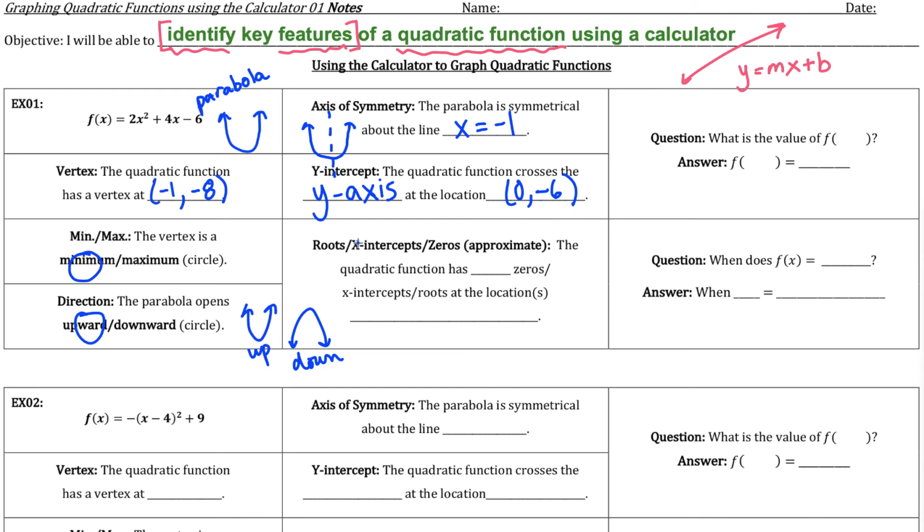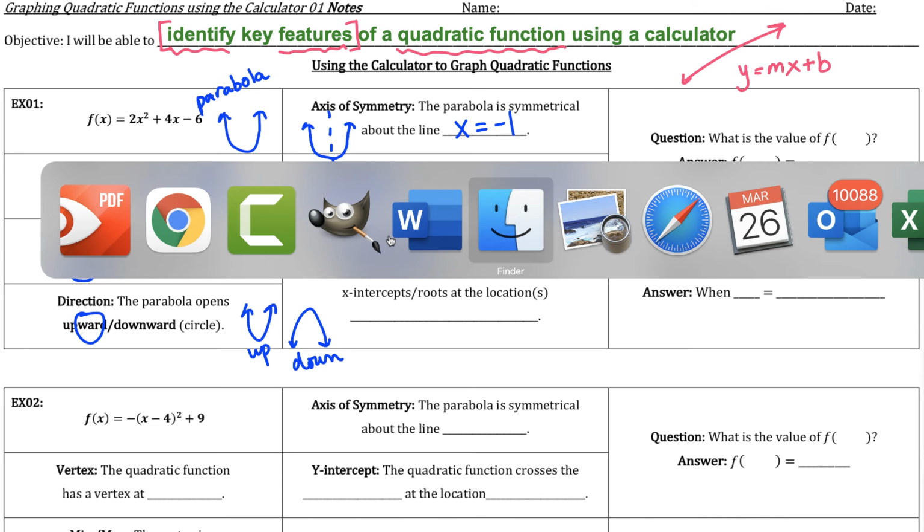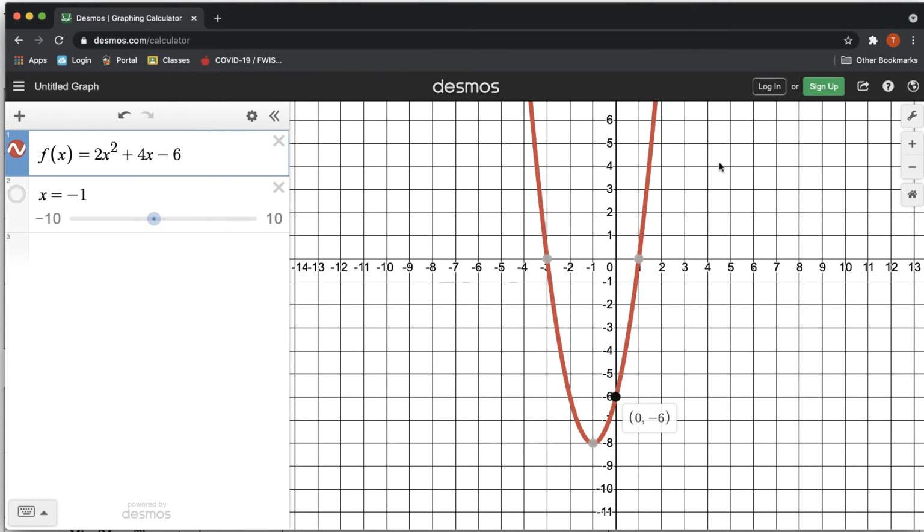Now we're going to talk about something called roots, zeros, or x-intercepts. They all mean the same thing. Roots and zeros are x-intercepts. The x-intercepts are where it crosses the x-axis. You can see this is our x-axis, right?